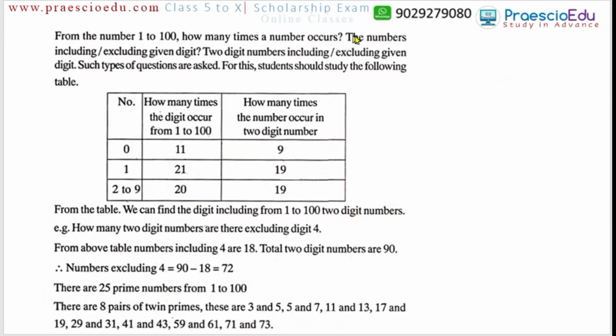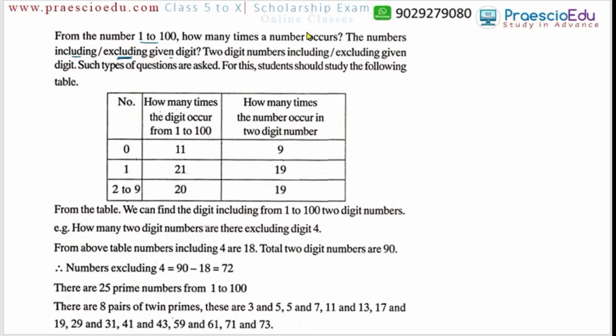As I told, the numbers including or excluding given digits in this series. Sometimes they ask about excluding, so what does excluding mean and what does including mean? Including means only the counting related to that one. Excluding means we have to neglect that one, or exclude that one, meaning we have to deduct that part, and then the remaining part has to be considered. This is the meaning. Or we can say excluding means removing something.